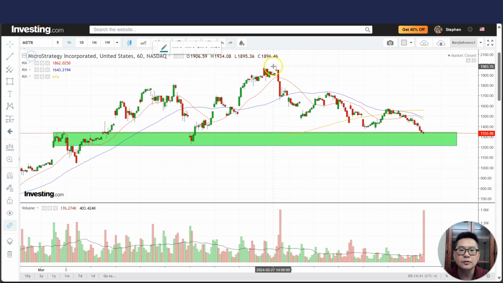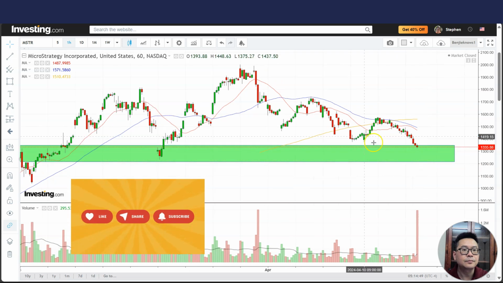Now, the other thing I don't really like is that I can't really draw a downtrend line here. Usually those stocks that have a possibility of bouncing up very nicely have a very nice downtrend line which you can draw, which I cannot see or draw at the moment.